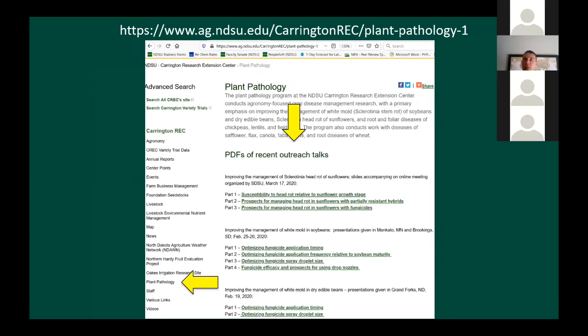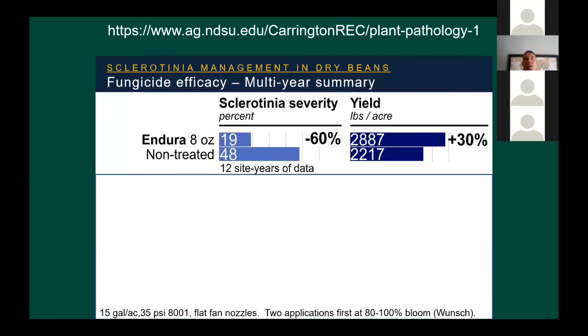There's a lot of information here, and I encourage you to check it out for more detail. All right, so one of the things I'm going to show you here is just a comparison of fungicide efficacy, and I'm going to try to take you through this. If you look on the left side of the screen, you can see the product tested here is Endura at 8 ounces, and it's compared to the non-treated control. Pretty simple, one-to-one comparison.